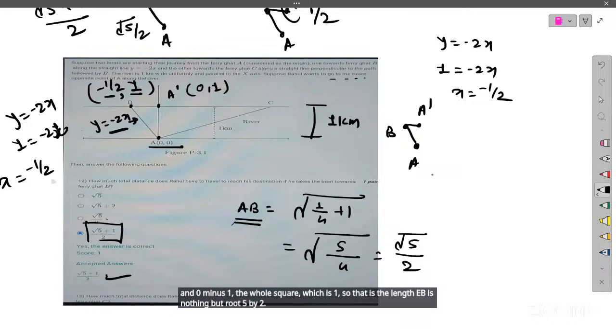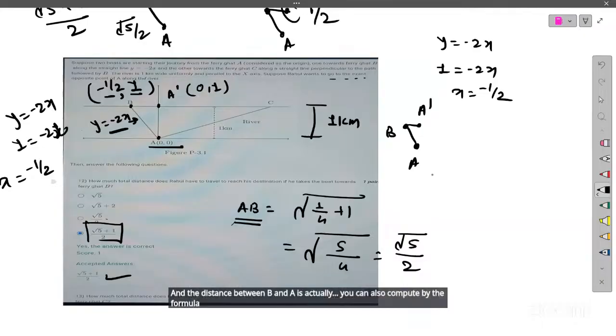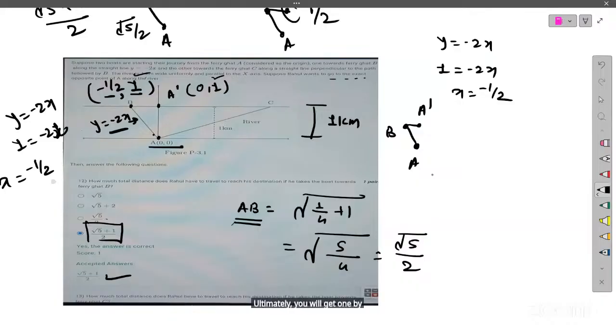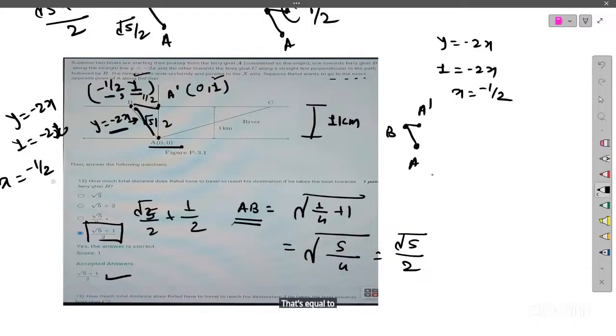And the distance between B and A prime, you can also compute by the formula, but here you can see the y coordinate is the same, so that will cancel out. Ultimately you will get 1/2. So this distance is root 5 by 2, this distance is 1/2. So the total travel distance is root 5 by 2 plus 1/2, that's equal to (root 5 plus 1) by 2. So that's why this will be the option. Is that okay now?